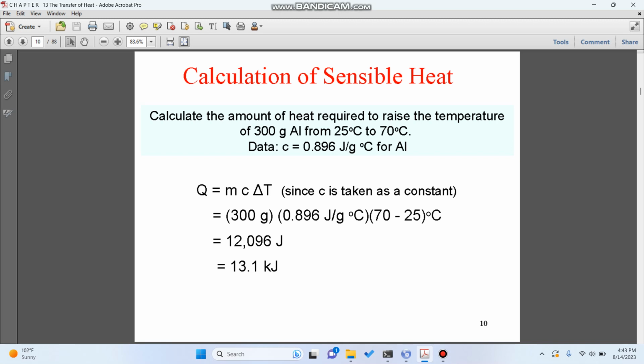One important thing you can note here, the value of c is in joule per gram degree Celsius. It's not in joule per kg. If it was in joule per kg, then we would have to write in our equation m equals 0.3 kg, so the units would be the same. However, since it is in gram, I am keeping the 300 value as it is, then 0.896 into 45. We will solve it ourselves using the calculator.